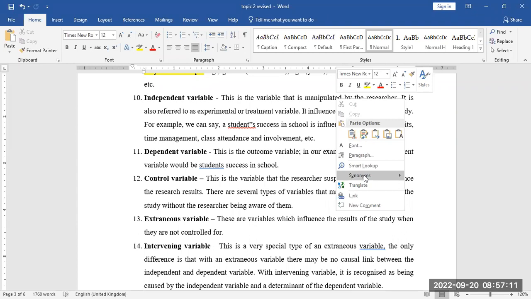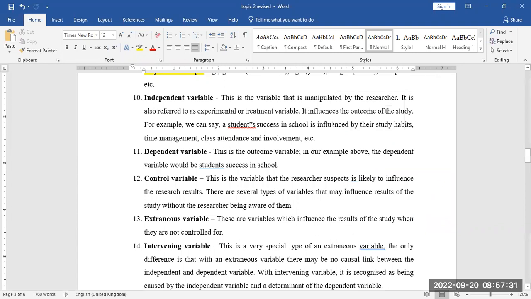To manipulate means that you can work on it, or you can put it in various situations. You can subject it to various situations. So an independent variable is a variable that can be manipulated by the researcher. It is also referred to as the experimental or treatment variable. It is a variable that you can experiment on.